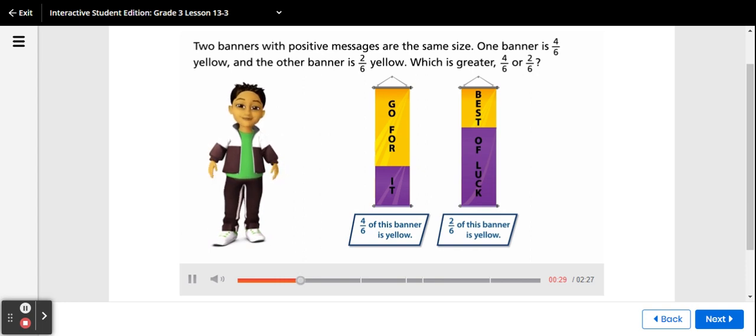Two banners with positive messages are the same size. One banner is 4/6 yellow, and the other banner is 2/6 yellow. Which is greater, 4/6 or 2/6?